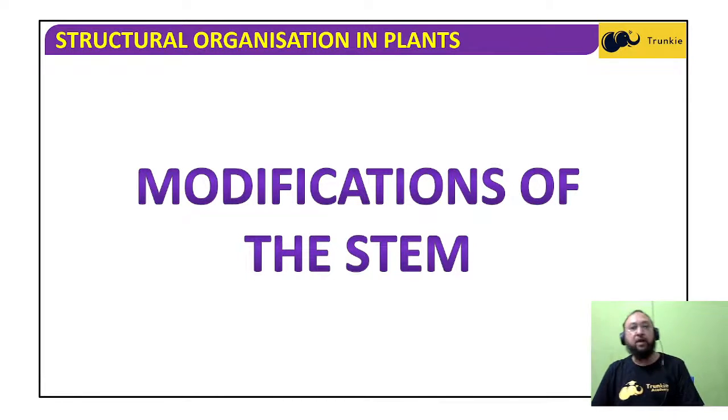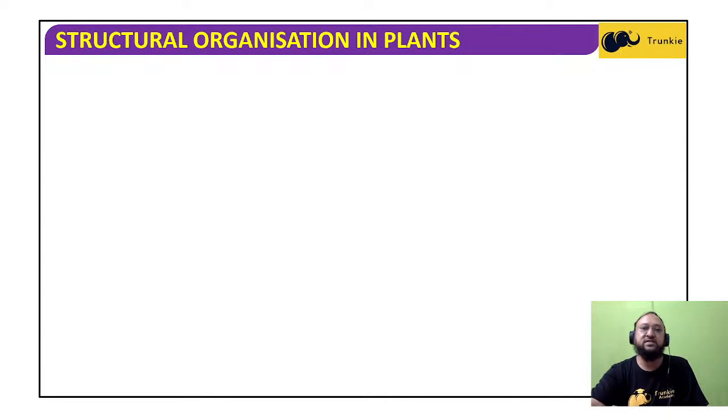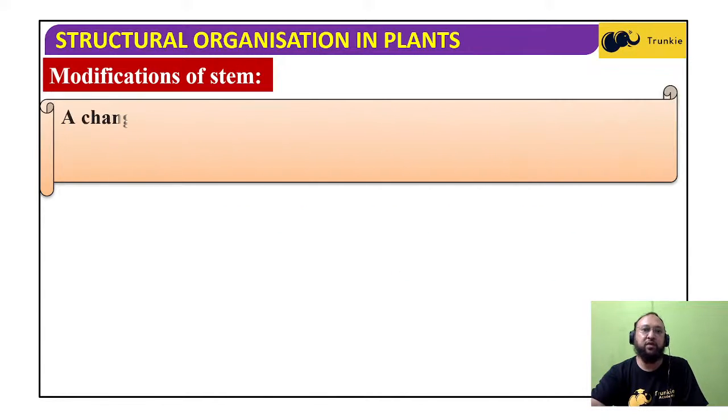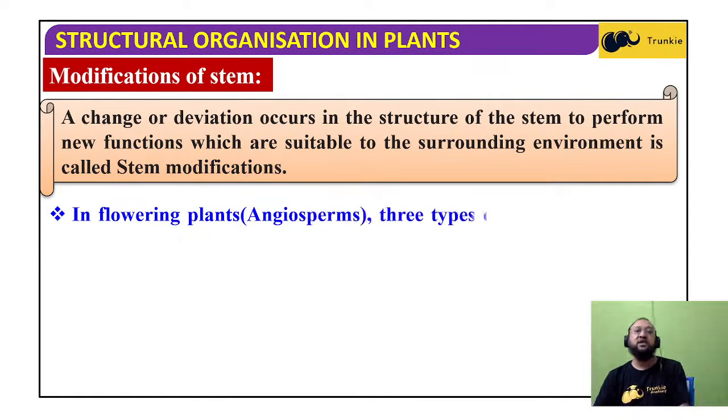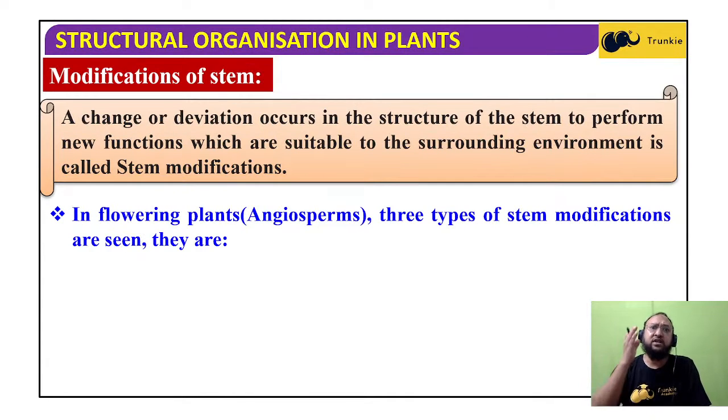Now, coming to the main part where questions are asked: modifications. We saw that the normal function of the stem is to spread out the branches, leaves, fruits and flowers, and also carry important substances, that is, water, minerals and manufactured food. Now in modification we'll see a change or deviation. What do you mean by modification? The change or deviation that occurs in the structure of the stem to perform new functions other than their normal function, which are suitable to the surrounding environment, is called stem modification.